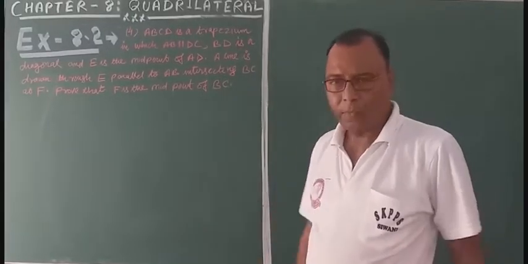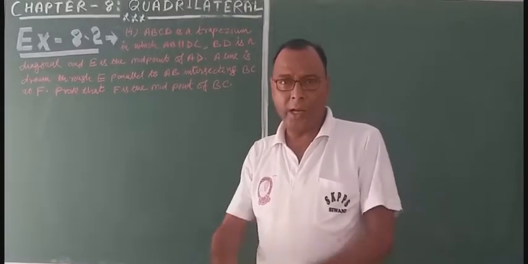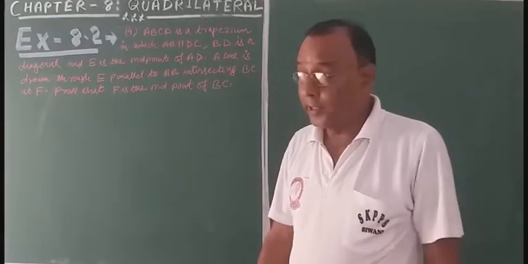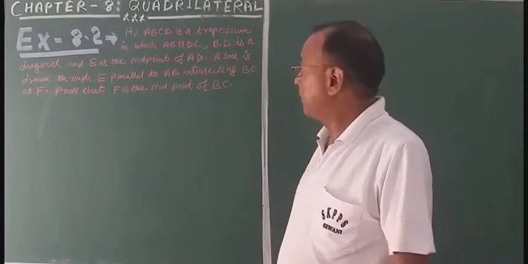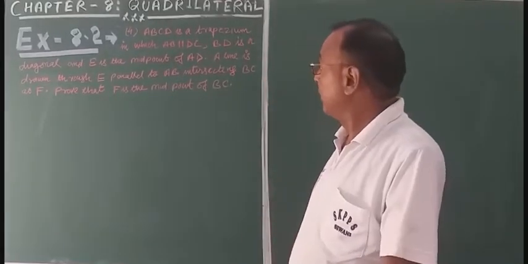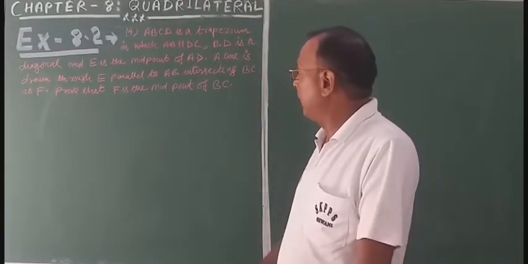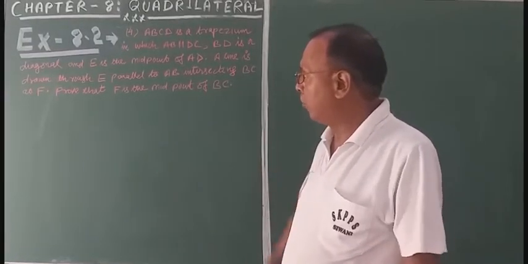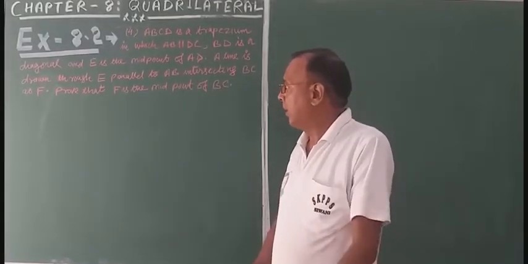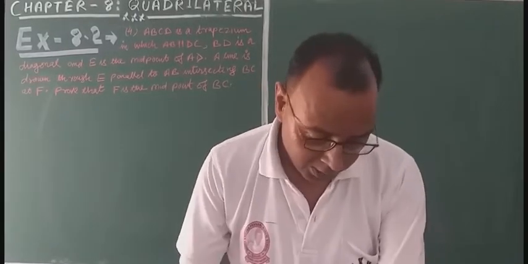So today I am starting question number 4 of exercise 8.2, the chapter Quadrilaterals. The question is this: ABCD is a trapezium in which AB is parallel to DC. BD is a diagonal and E is the midpoint of AD. A line is drawn through point E parallel to AB, intersecting BC at point F. Prove that F is the midpoint of BC. This is given in the figure.